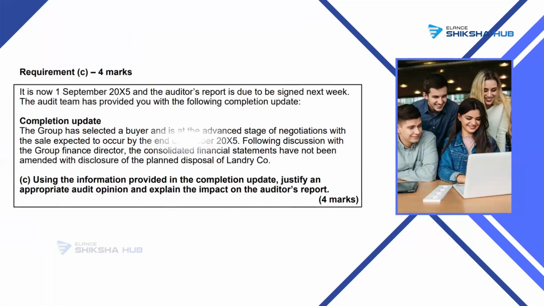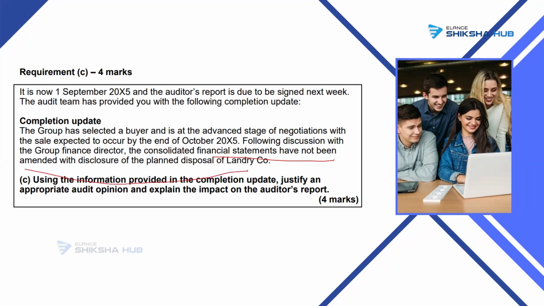Okay. Coming on to the C requirement, that was for question number 4. Now, things have changed. Now the requirement is at another stage. That is, you have selected a buyer. Things are done. You were selecting the buyer till the last part. Now you have selected the buyer. Read the question properly. Following discussion with the group finance, the consolidated financial statements have not been amended with the disclosure. The question clearly stated. Guys, I will tell you one stupid mistake by students. Just read this: the consolidated statements have not been amended with the disclosure.